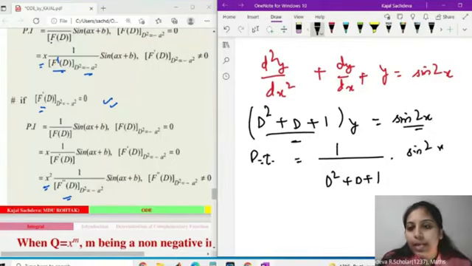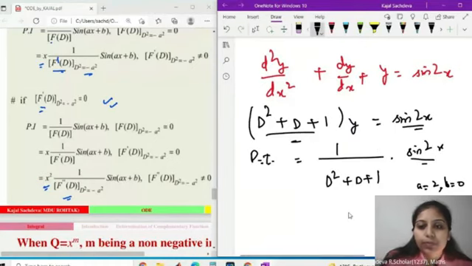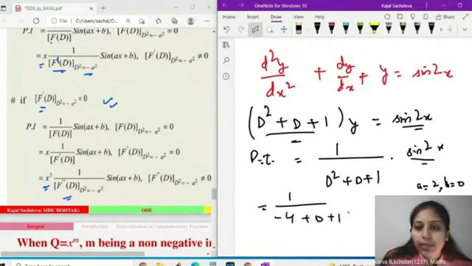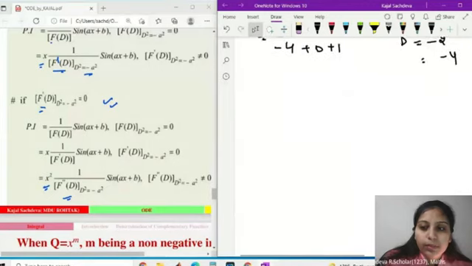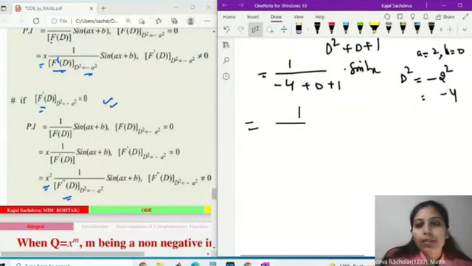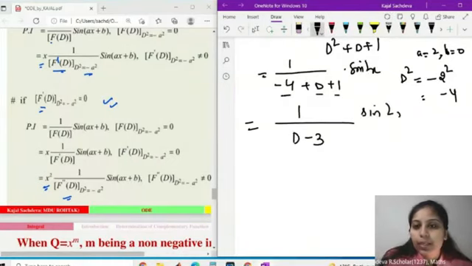Here is the case of sin(ax plus b), where a is 2 and b is 0. You can see here. So in this case, D square is replaced by minus a square, which means replaced by minus 4 simply. So when we replace it by minus 4, we get 1 upon (D square minus 4 plus D plus 1) into sin 2x, which is 1 upon (D minus 3) sin 2x, since minus 4 plus 1 is minus 3.